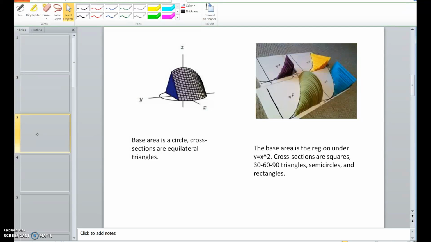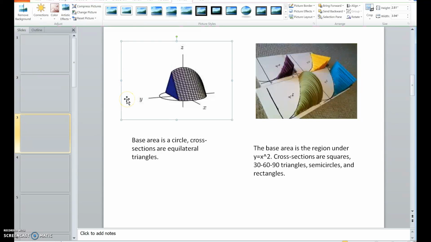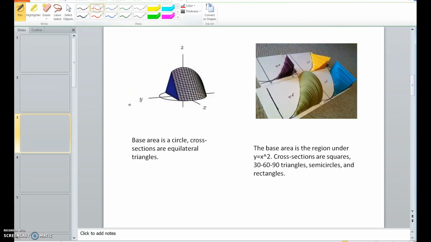Here are a couple more examples. Here, the base area is a circle, so we've got a circle in the plane, and then we're using equilateral triangles as a cross section. So there's one at the widest point right here. That's when you're going to get the largest triangular cross section. And it makes a shape. I can actually bring one of these into class, but it has a round base and then kind of like a pointy edge on the top where the triangles are.